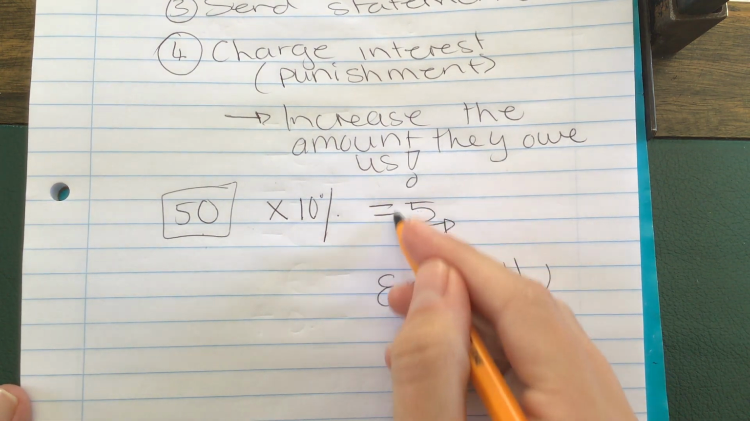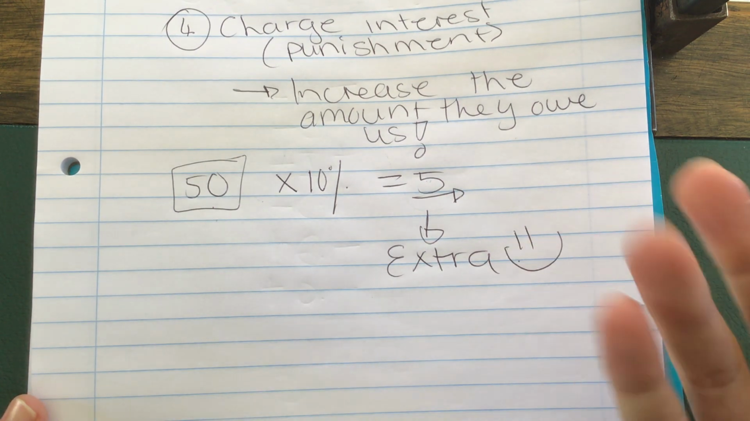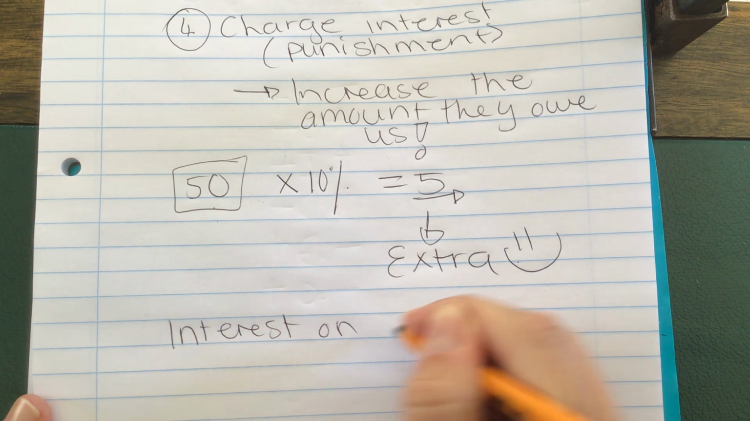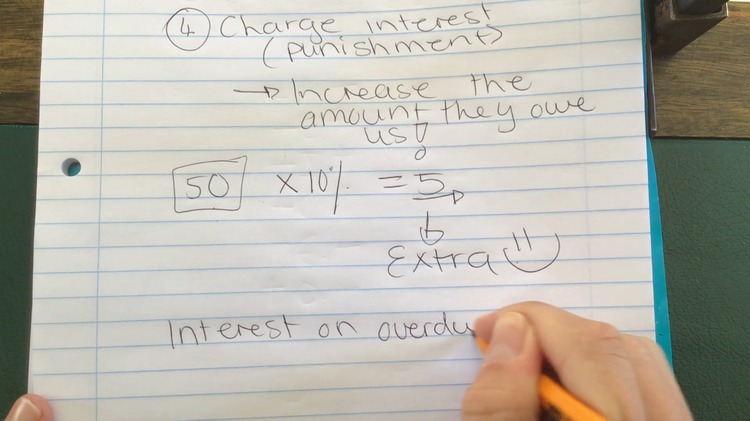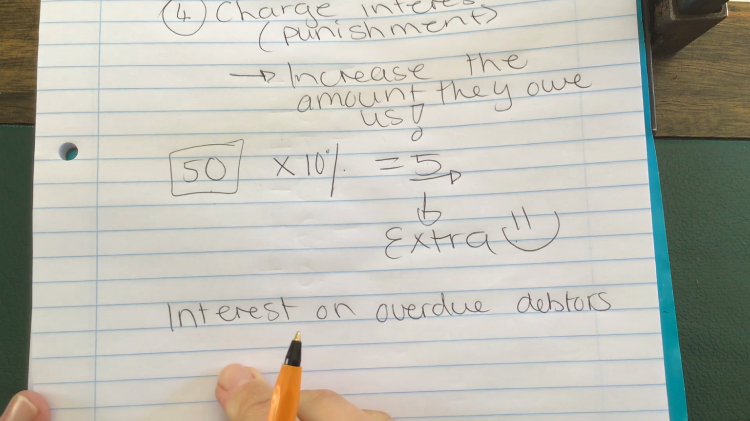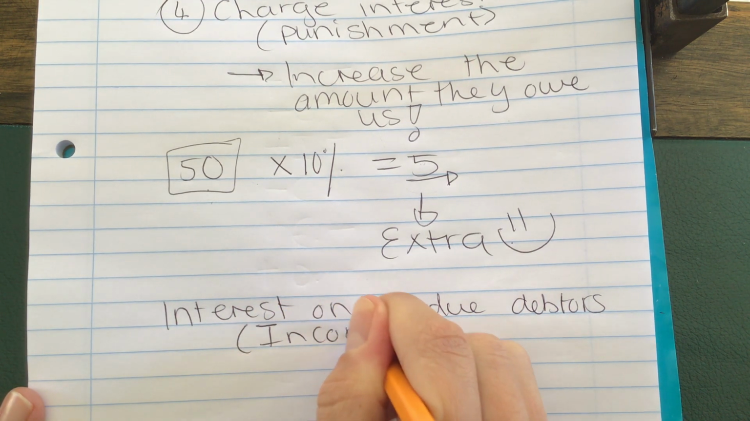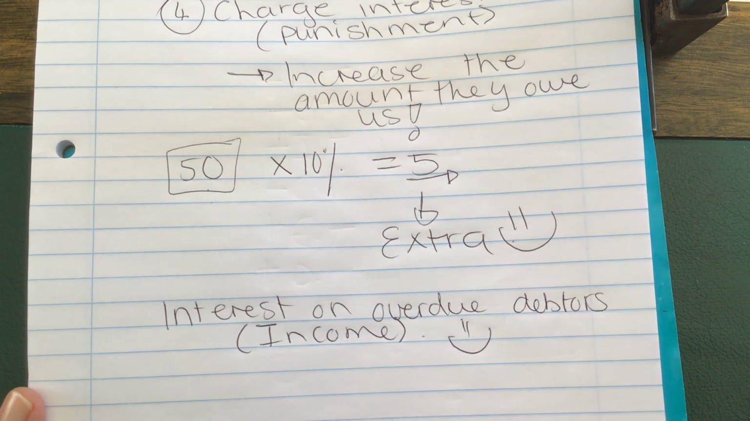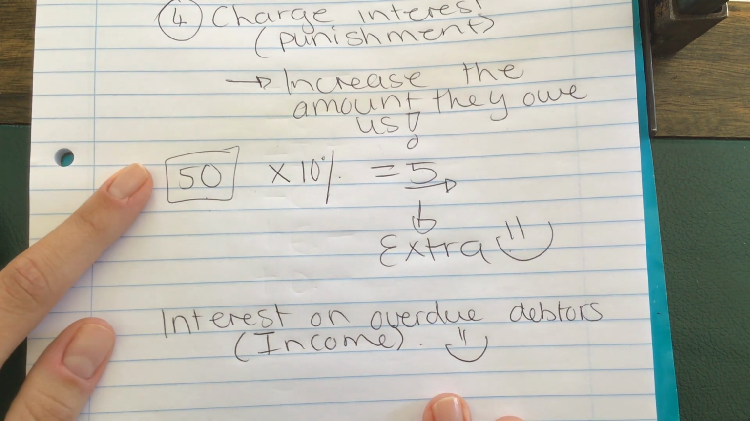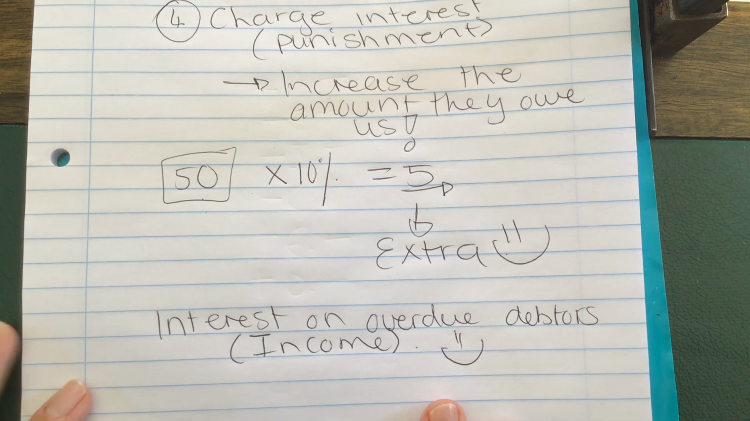Now, what this interest is called, you cannot just call it interest income. We have created a whole new account now, and it is called interest on overdue debtors, okay? And because it's extra income that we've earned, we classify it as an income. It makes us happy. And it makes us happy because now, instead of receiving 50 Rand from the debtor, we're now going to receive 55 Rand from the debtor, which is very exciting.